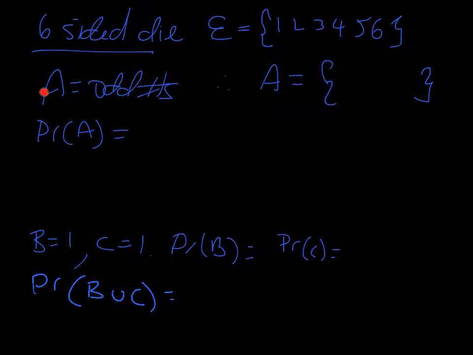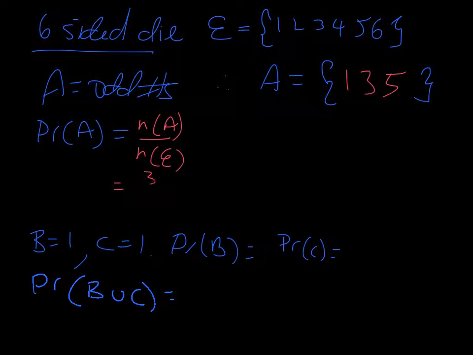Now, let's say we've got A, which is all the odd numbers within the sample space. That means that A is the numbers 1, 3, and 5. Now, if you want to calculate probabilities, well then the probability of A, so the probability of getting an odd number, is equal to the number in A over the number in the sample space. So we end up with 3 over 6, which is equal to 1 over 2. So that's how we go about calculating probability.